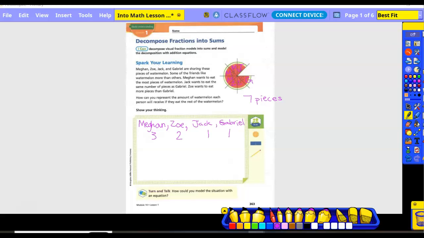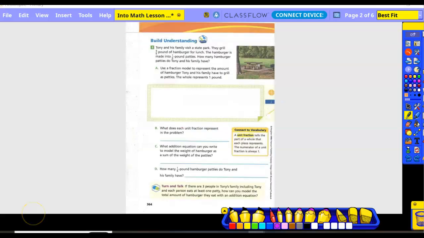So does that fit? Megan wants to eat the most pieces of watermelon? Yep, she has 3. It says Zoe wants to eat more pieces than Gabriel. Does that work? Did she eat more than Gabriel? Yep. And then it says Jack wants to eat the same number of pieces as Gabriel. So did Jack eat the same as Gabriel? Yes.